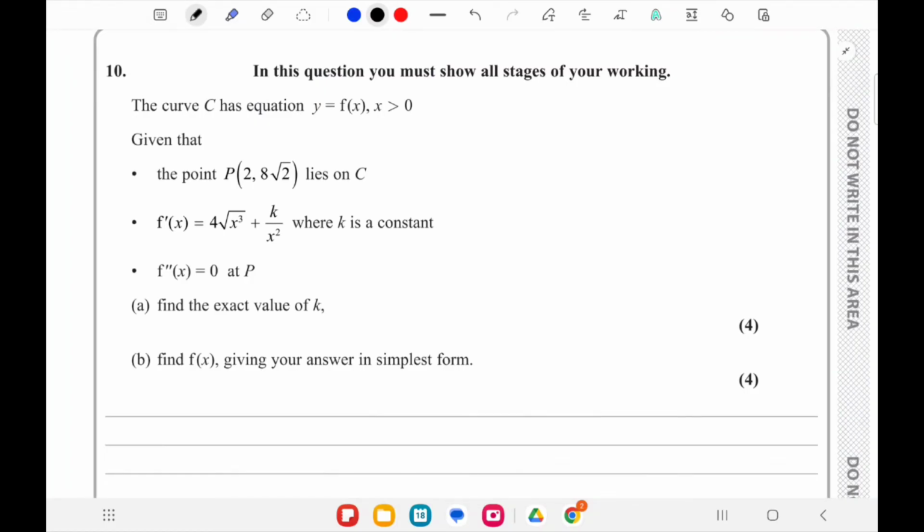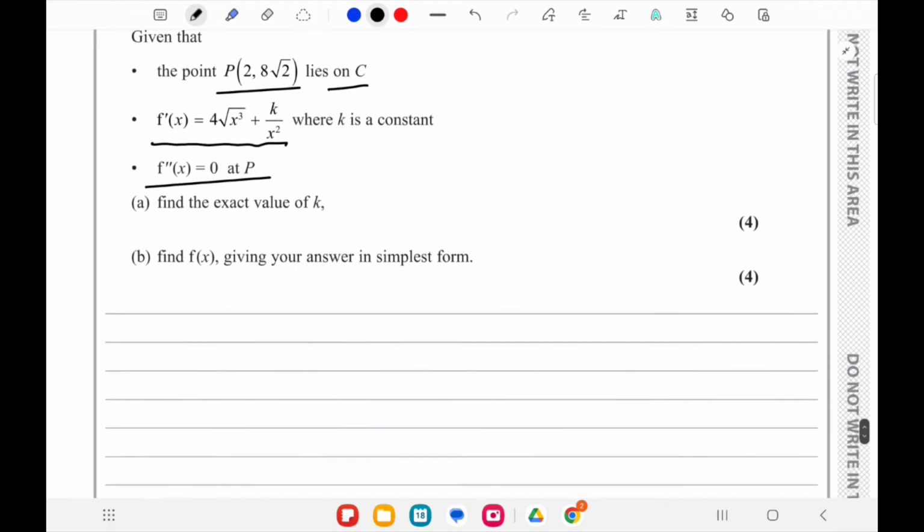In question 10, we have a curve y equals f of x. We are given that this point lies on C, and we are given f prime and f double prime. We are also given x is greater than 0. We are given f prime x to be 4x to the power 3 by 2 plus kx to the power minus 2.